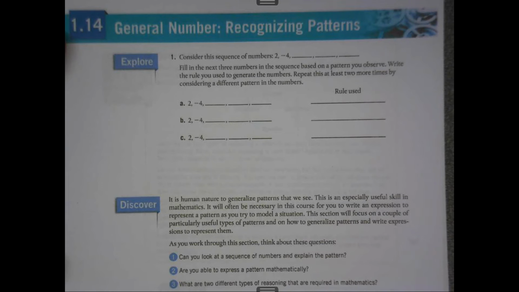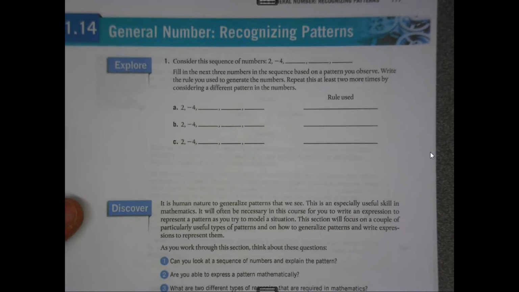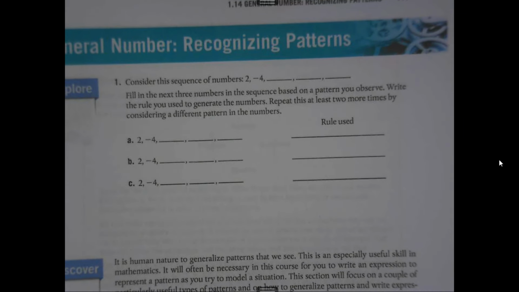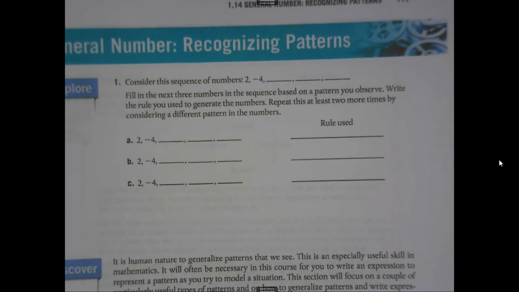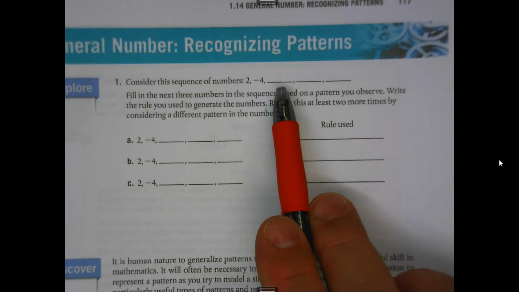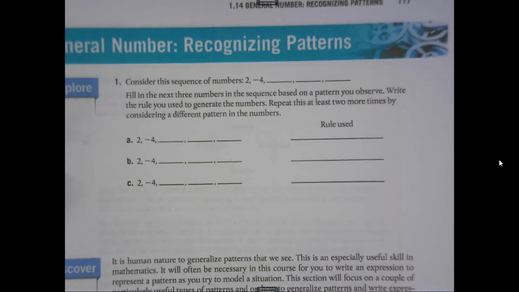Okay, section 1.14, recognizing patterns. Okay, this is actually not that bad of a section. All right, let's look at the Explorer. It says consider the sequence of numbers 2, -4, and they want us to come up with the next three numbers.